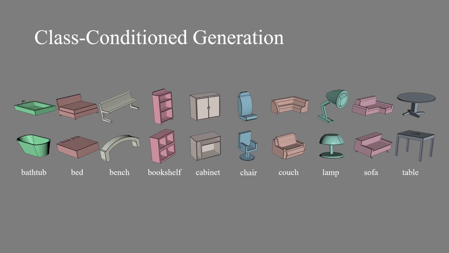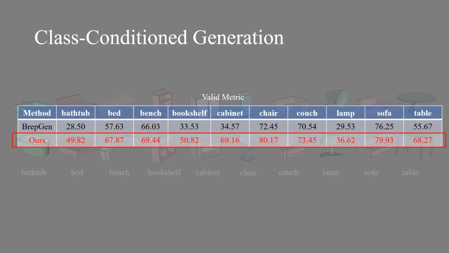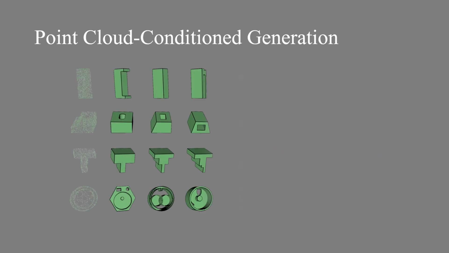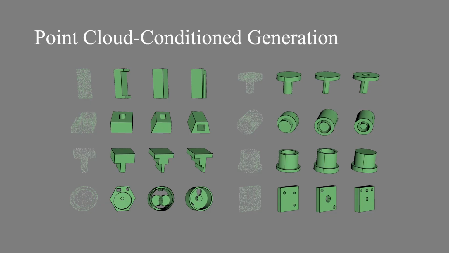In a class condition generation task on the furniture BREP dataset, DTGBrepGen effectively captures category-specific features while maintaining structural diversity. Compared to BrepGen, our method achieves approximately 10% higher valid scores across all categories, underscoring its capability in generating structurally valid, category-specific models. We also extend DTGBrepGen to point cloud condition generation.